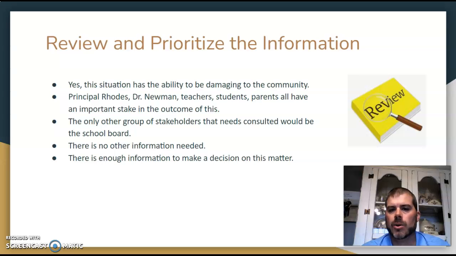Now we're going to review and prioritize the information. I do believe that this is a situation that could be damaging to the community if this is not handled correctly. Principal Rhodes, Dr. Newman, the teachers, students, and parents all have an important stake in the outcome of this. We need to make sure that we are on the right side of the law, we're following district policy, and more importantly, we're doing what is best for students. It appears that the only group of stakeholders that need to be consulted would be the school board. I don't believe there's any other information that is needed, and there is enough information to make a decision on this matter.